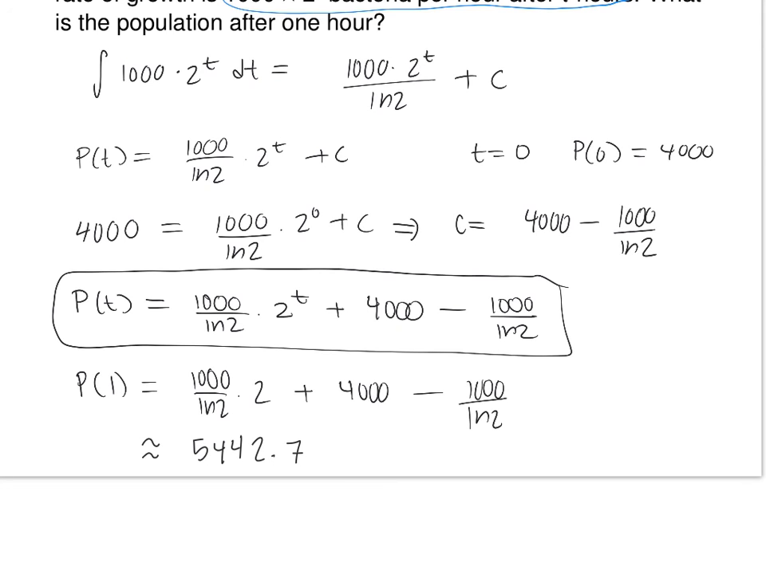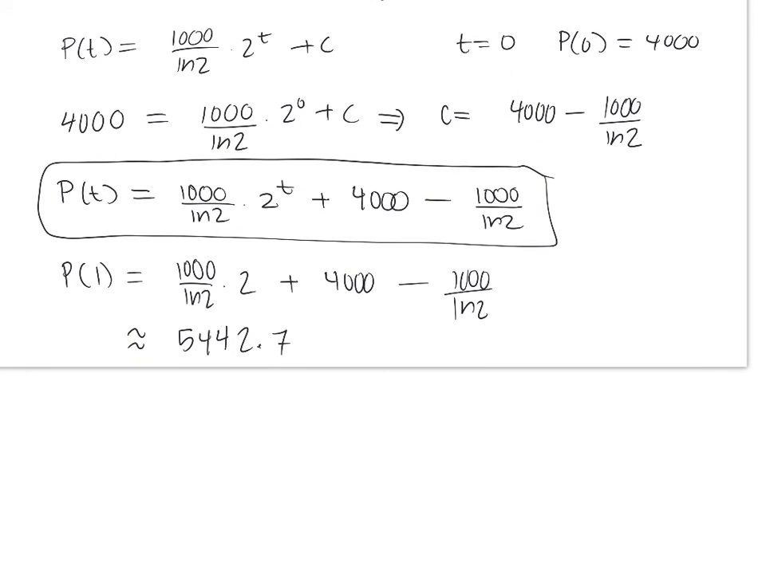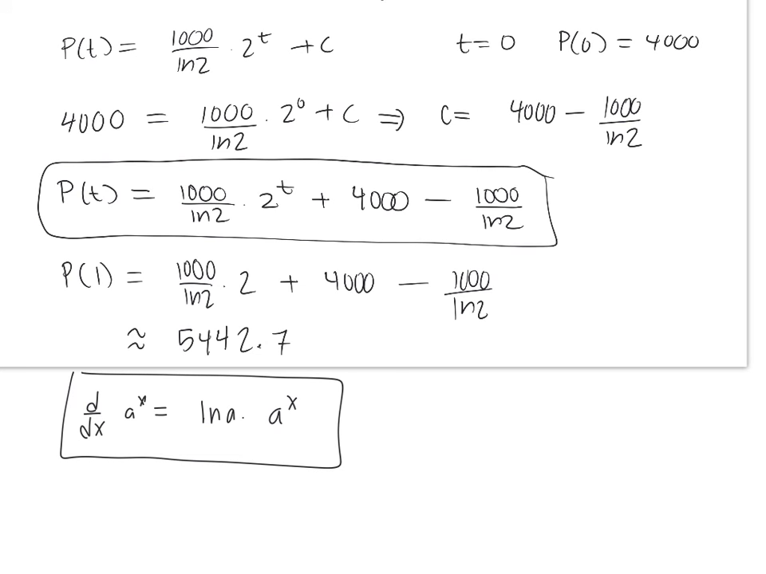How'd you get it over 2? Oh, because the antiderivative of 2 to the t is 2 to the t over ln 2. So this is the hardest one for students to keep straight. The derivative of a to the x is what? Ln a times a to the x, yep. The antiderivative of a to the x is 1 over ln a times a to the x.